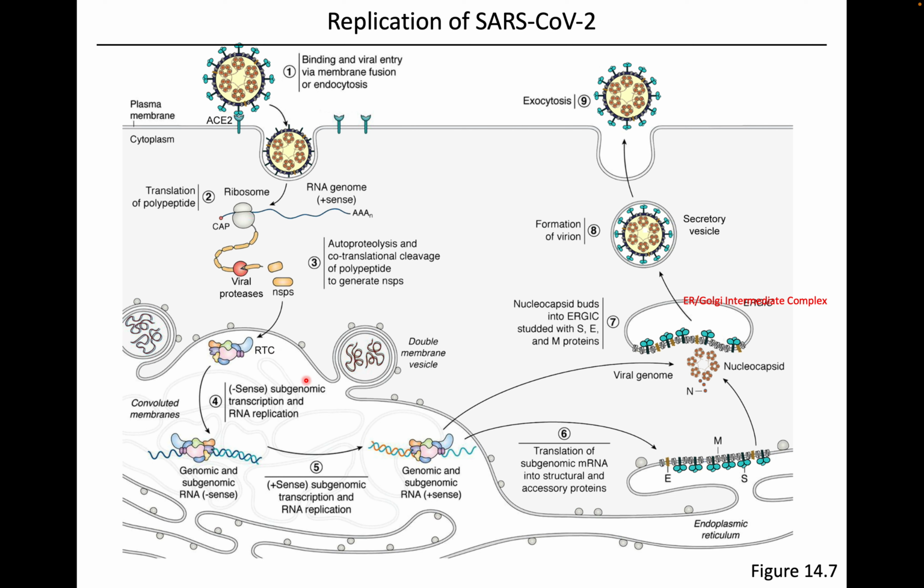Now we're down here in the ER, which is where a large portion of the additional transcription and replication steps are going to happen. We get some membrane remodeling happening in the ER. We've seen that in a couple of other viruses, forming what are called double membrane vesicles. This is where we're going to produce subgenomic RNAs. So from our original positive sense, we're going to make a negative sense subgenomic RNA, and then a positive sense from that.